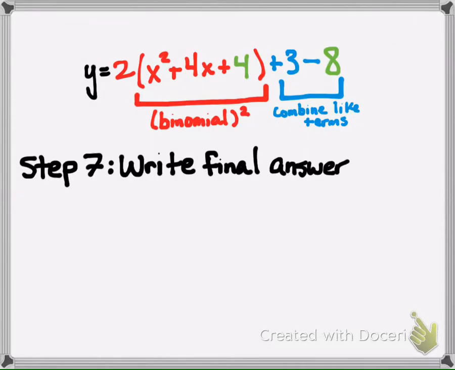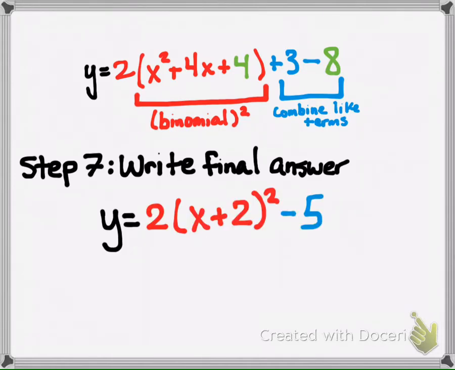So when I do that, I'm going to write out my final answer. I have y equals 2 times x plus 2 squared minus 5. Now I get that x plus 2 because I can just plug into the equation b over 2, which gives me 2 because my b was 4, right? And when I add 3 with negative 8, I get a negative 5. So that is how I get my final answer of y equals 2 times x plus 2 squared minus 5.